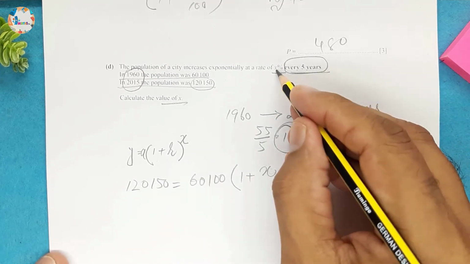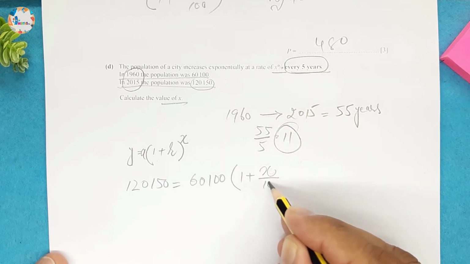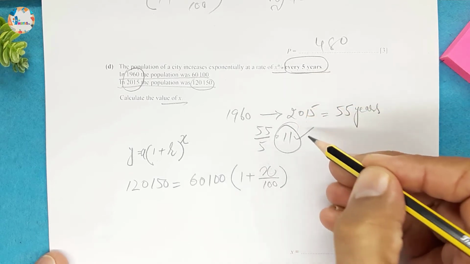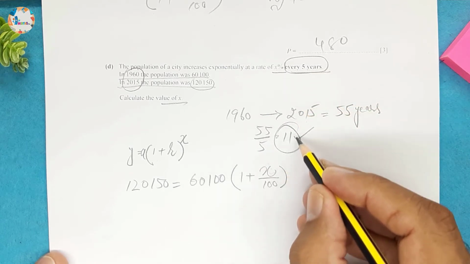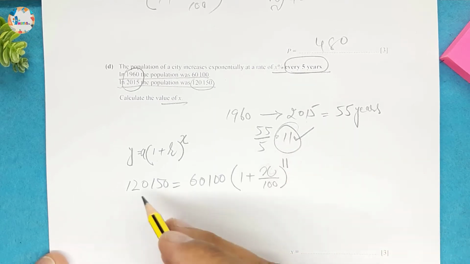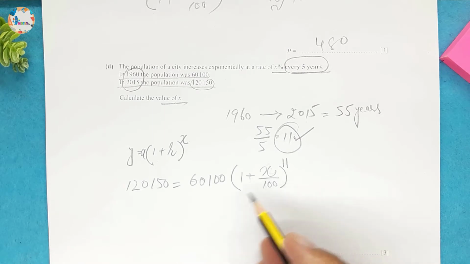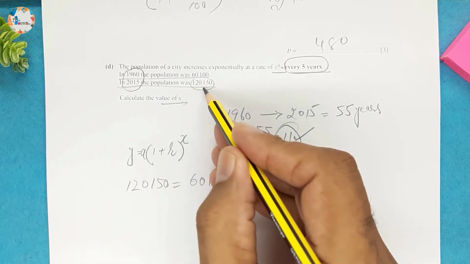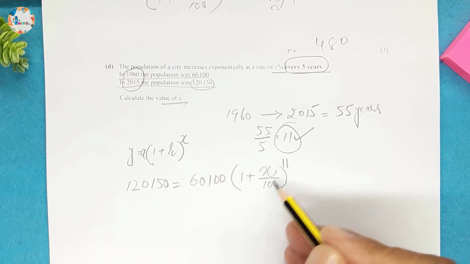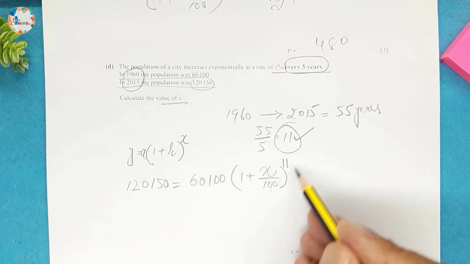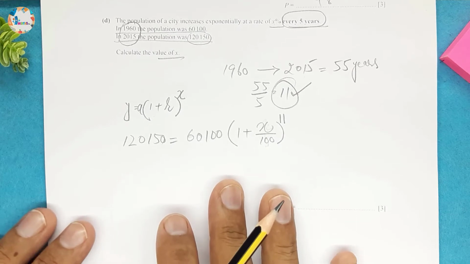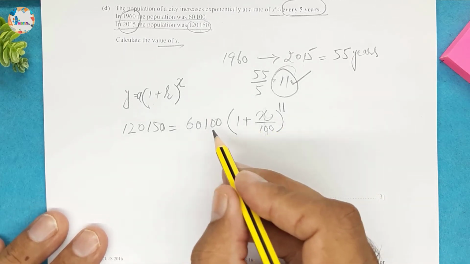So this is X%, so we will write R over 100. And this is 11 times. Whatever number of times we take the power, like this one, 11 over here. So this is basically the exponential formula which we are using. This will be the final amount, the initial amount, and 1 plus X over 100, because this is X%, and 11 is how many times we are increasing it exponentially. Now the rest of it is just calculation.